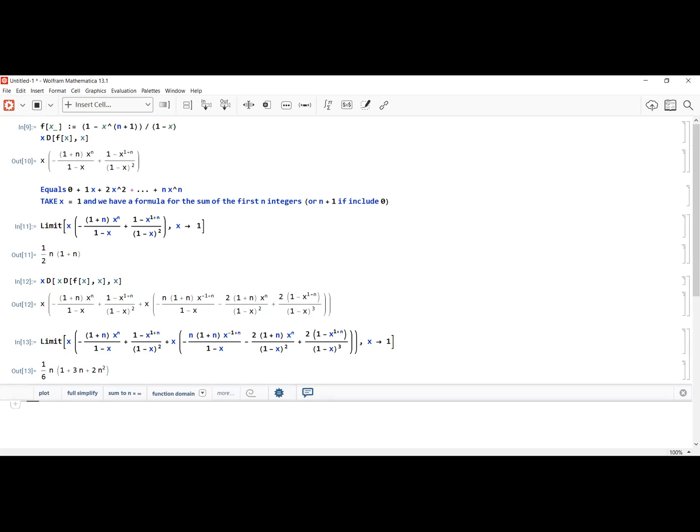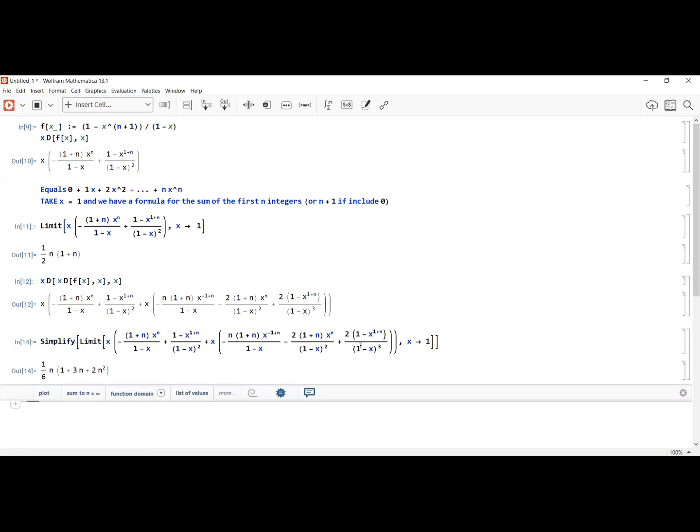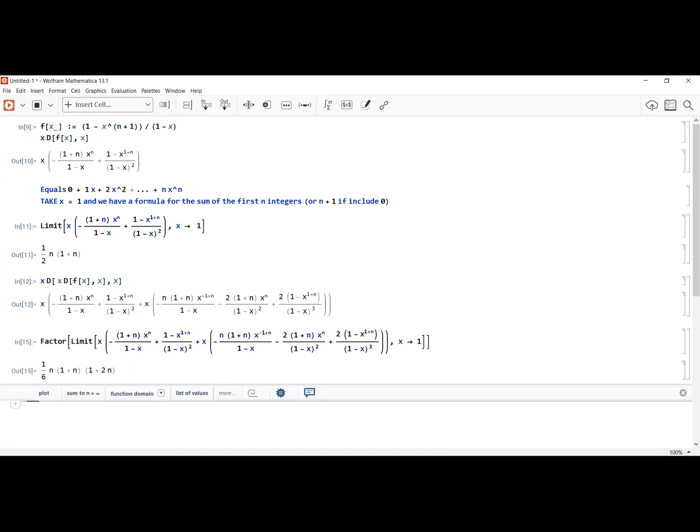No. So let's see, try simplify, because we need to know how things factor. So let's try factor. Okay, so we do factor, then it's 2n plus 1 times n plus 1 times n. That's right. So this is a way to find a formula for the sum of squares. All we needed as input was the finite geometric series formula.